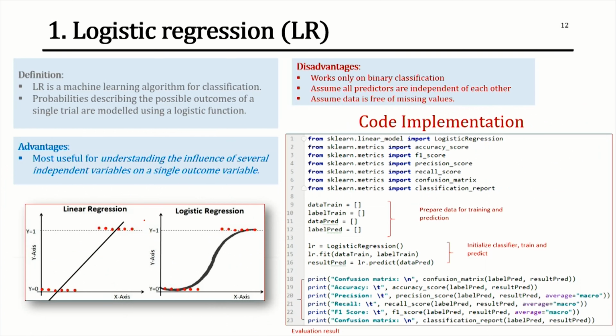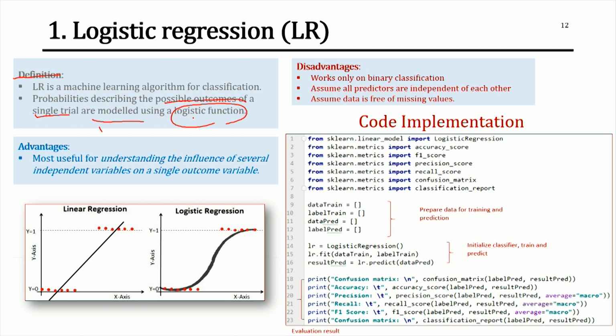So next, let's start with the first technique called logistic regression. We will go through the definition, advantage, and disadvantage, as well as the code implementation, how we can perform this technique in sklearn, and it also works the same way for the other techniques. And so what is logistic regression? It is a machine learning algorithm for classification, and it uses probabilities which describe the possible outcome of a single trial, and they are modeled using a logistic function.